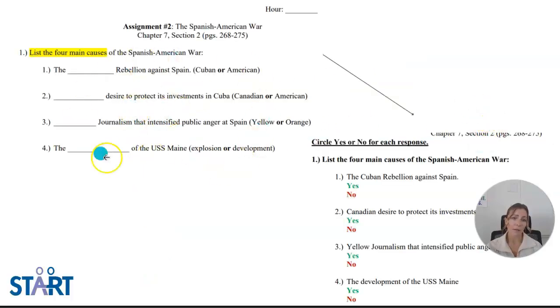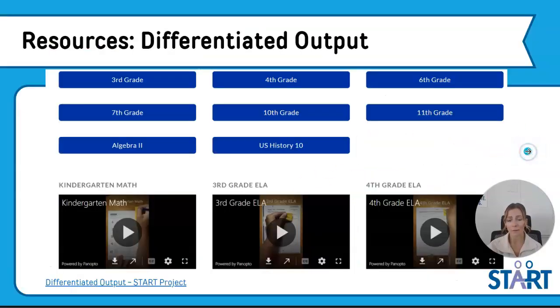Another example here, that same assignment about the Spanish-American War. So instead of having a fill in the blank like we did before, we are going to turn those into yes/no questions. So the blank rebellion against Spain, Cuban or American, we would change that to the Cuban rebellion against Spain, yes or no? So is that a cause of the Spanish-American War? So same content, just different ways to show what you know.